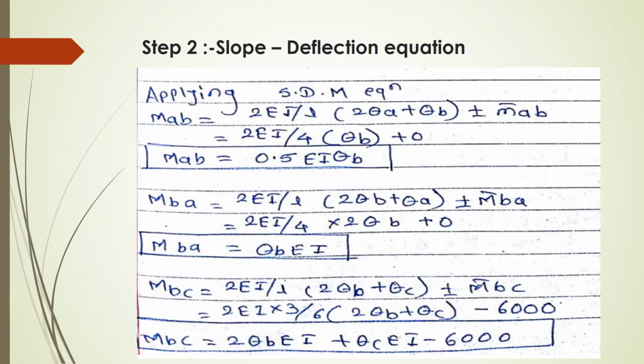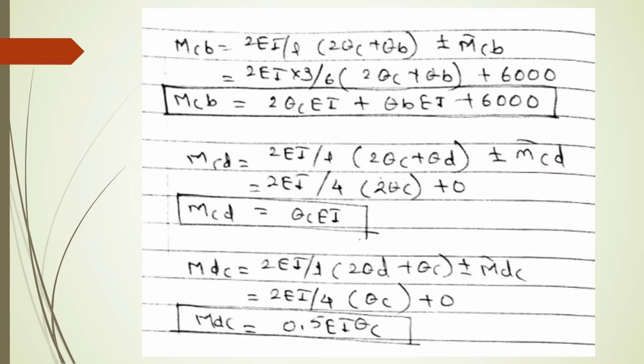We have to apply the slope deflection equation to each span. So let us first of all apply the slope deflection equation to AB. I have written the equation over here. As there will be no possibility of sway, it is not required to consider the term of 3 delta by L in the slope deflection equation. Again apply it at B joint and at joint C, C to D and D to C. So these are all the slope deflection equations we have.